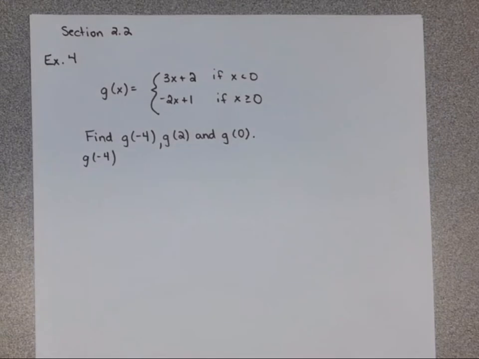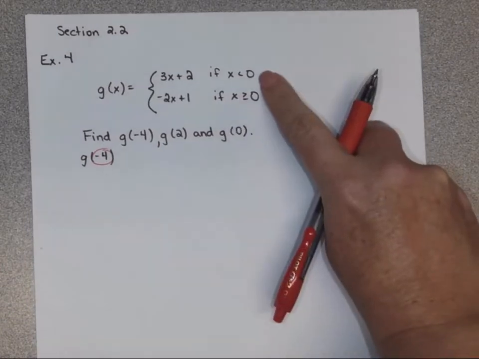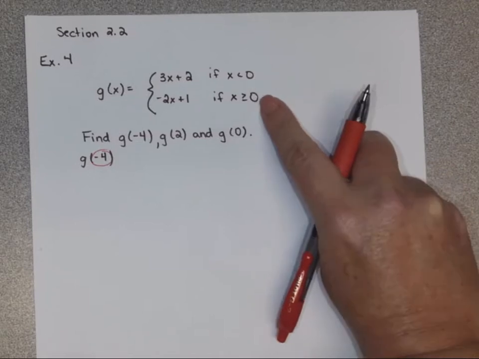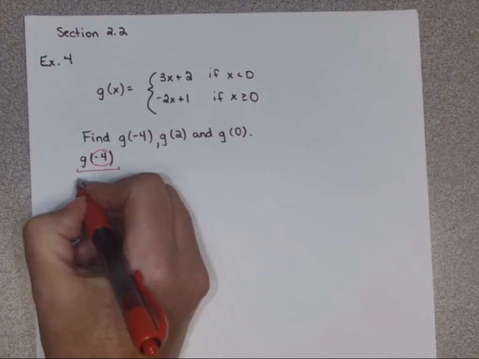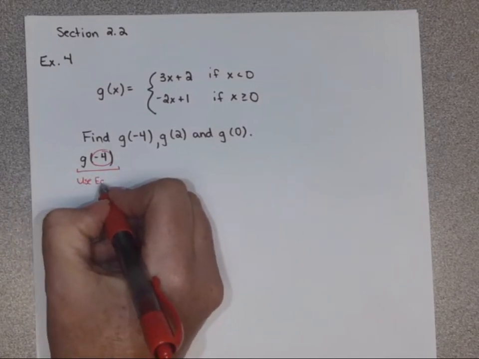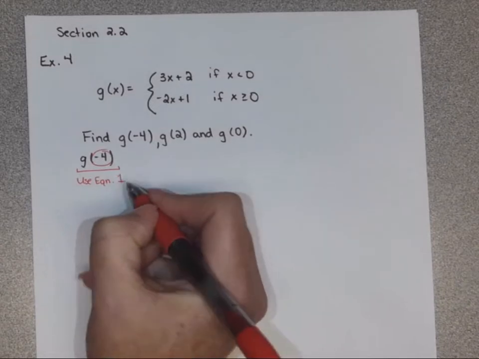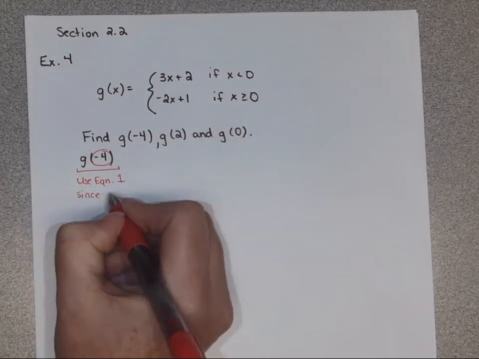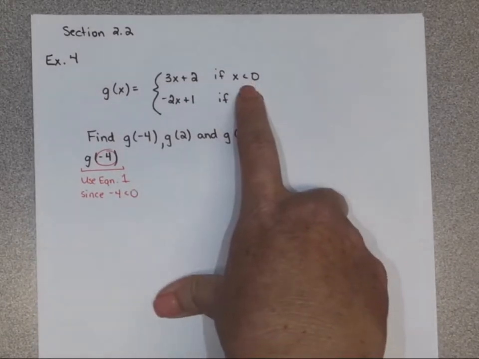When you're trying to find g of -4, you pay attention to the fact that x is -4, and you ask yourself which category it falls under. Is -4 less than 0, option 1, or is it greater than or equal to 0? Of course -4 is less than 0, so we're going to use equation 1, abbreviated EQN, since the value we have falls in this category.